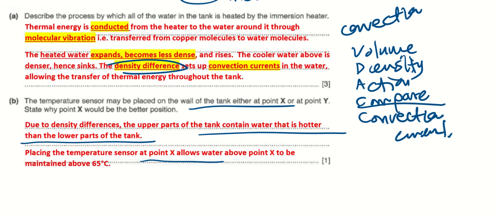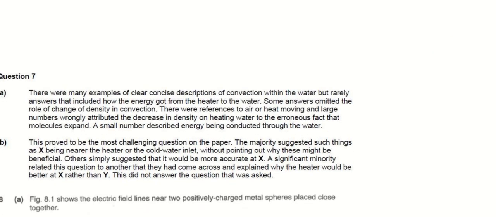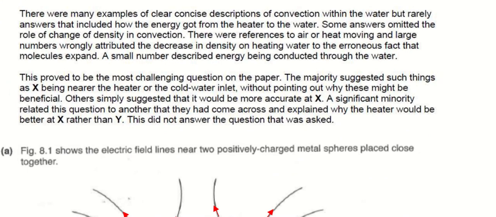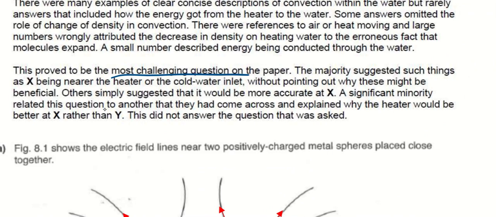Let's look at the Marcus report for this. This is the most challenging question. Majority suggested such things as X being nearer the heater or the cold water inlet without pointing out why this may be beneficial. So basically it is beneficial. But why? Others simply suggested that it will be more accurate at X.